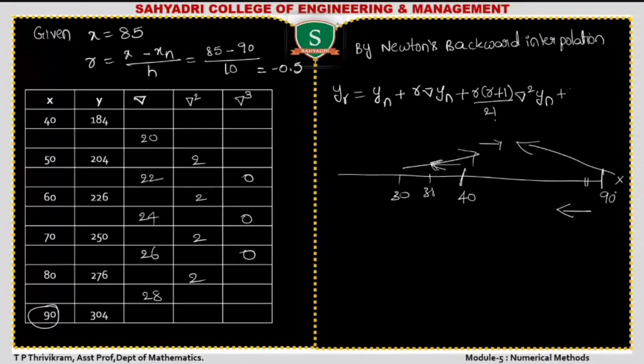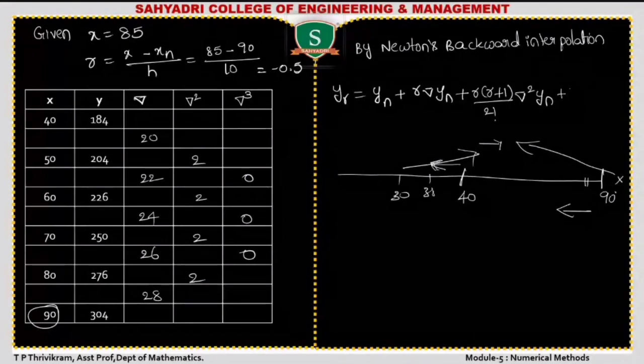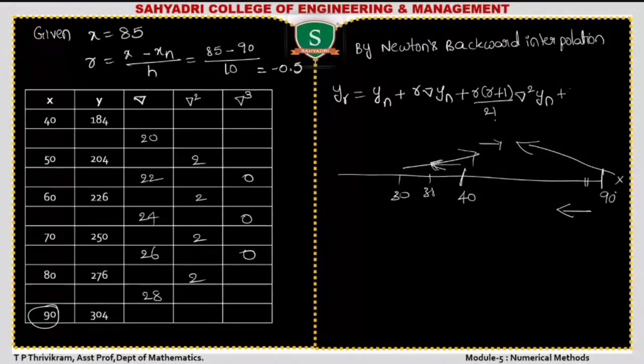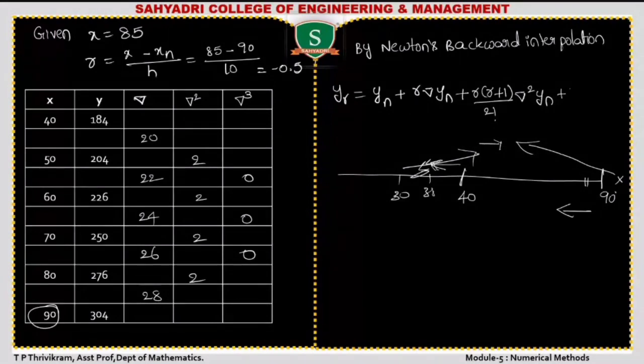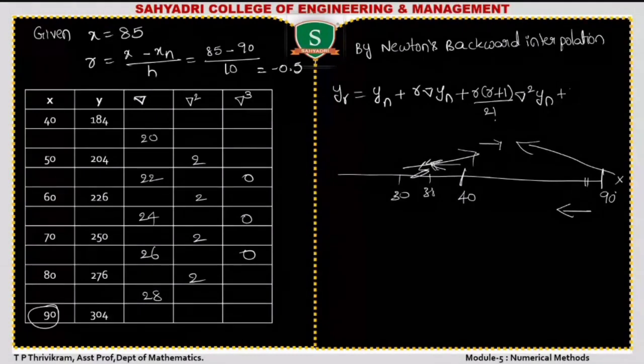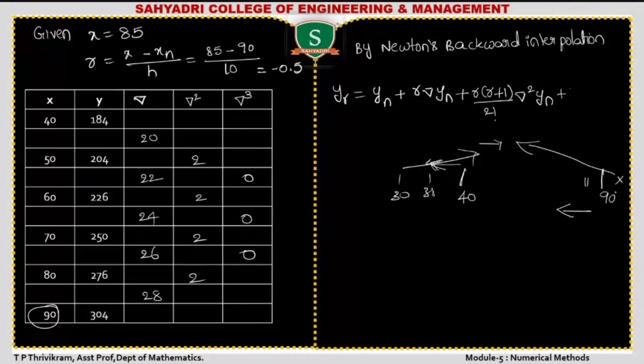Just to reduce the calculation, look at the r value. Is minus 0.2 greater or minus 0.5 greater? 0.2, sir. 0.2 is smaller, right? So we have reduced the value, so the calculation also will get reduced. Only for that purpose we'll take it. If the unknown value is nearer to the initial point, we'll use forward difference. If it is nearer to the end point, we'll use backward. That's it. So here we'll apply the formula.